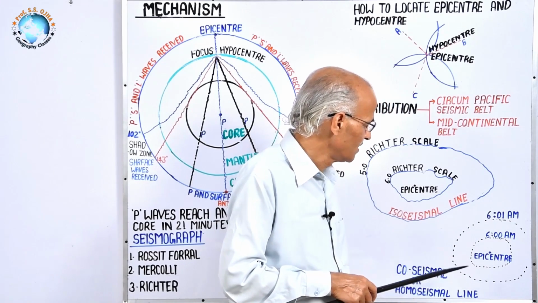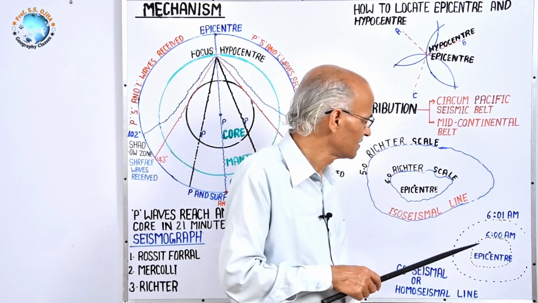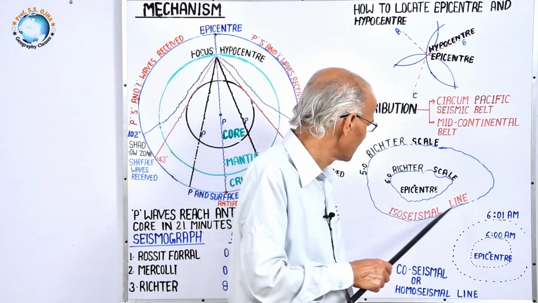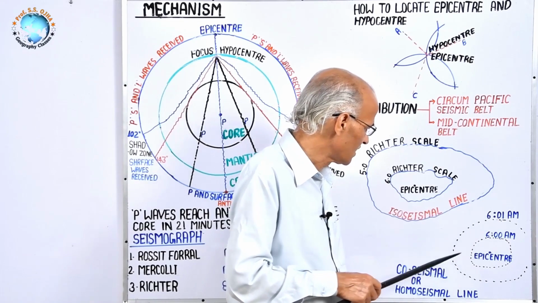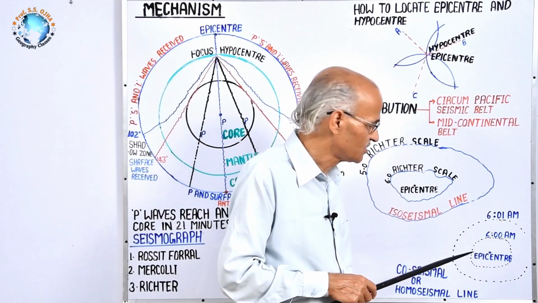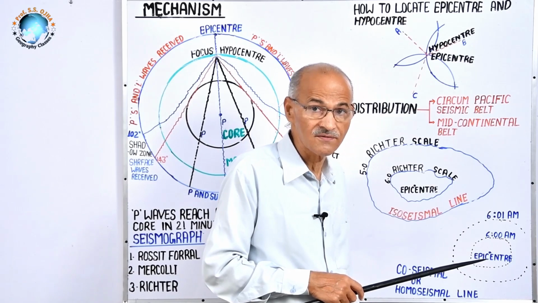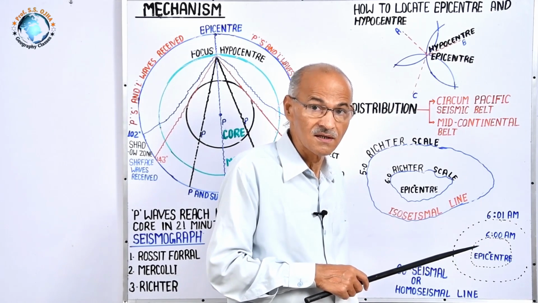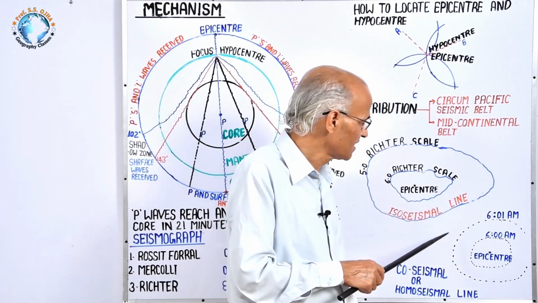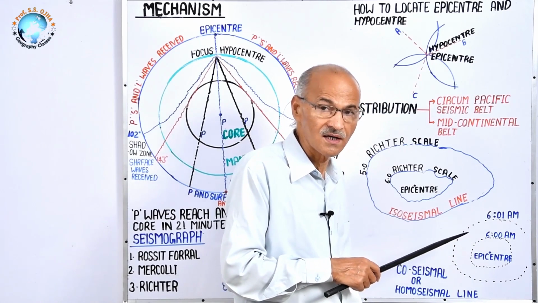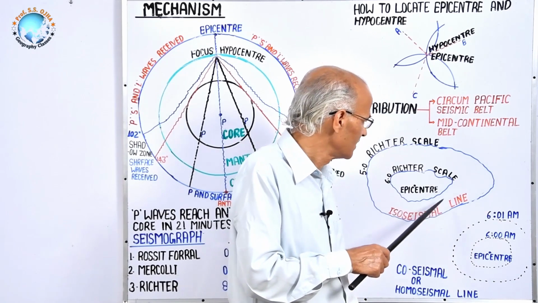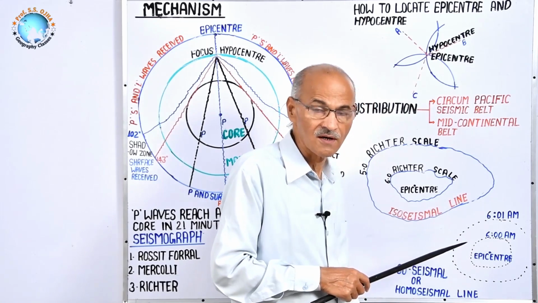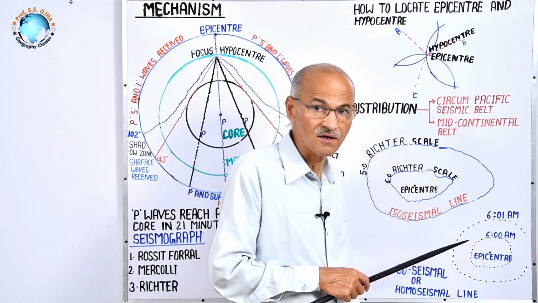So the line joining the places receiving earthquake at 6:01, means at the same time, will be called coseismal or homoseismal line. You will keep in mind that in these both lines, isoseismal and coseismal, the structure or stratigraphy of that region is the main controlling factor, and according to that, the speed and time of these waves are controlled.